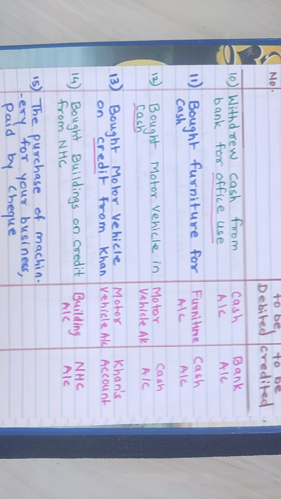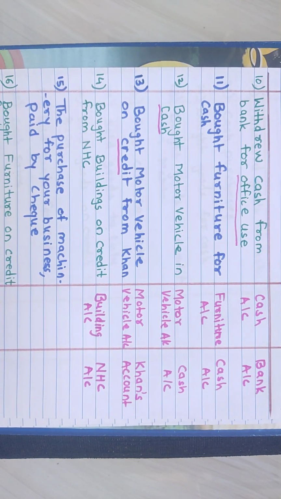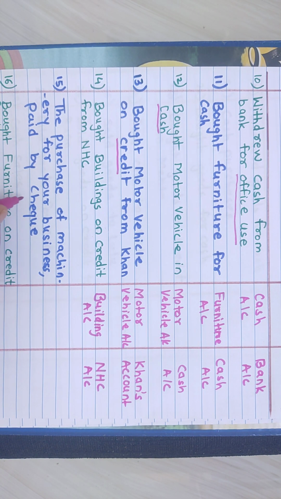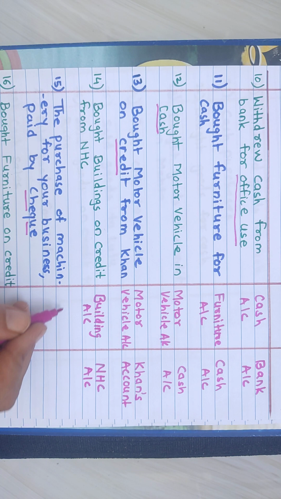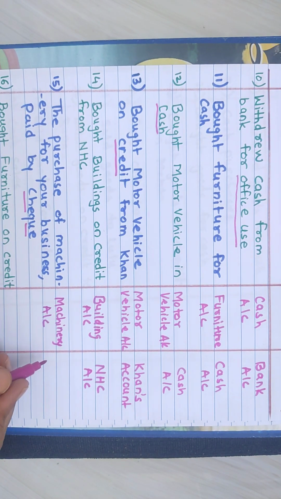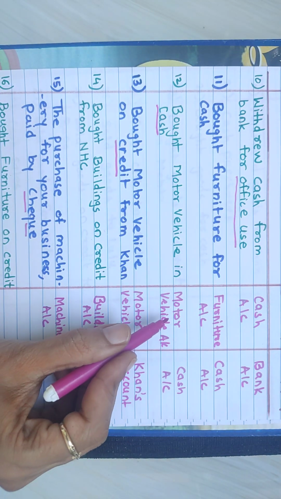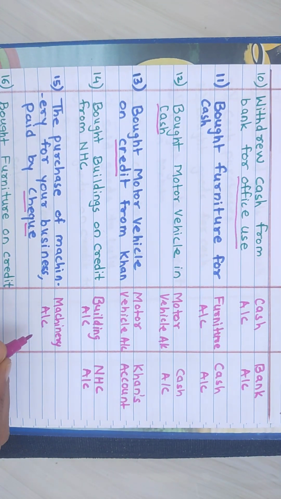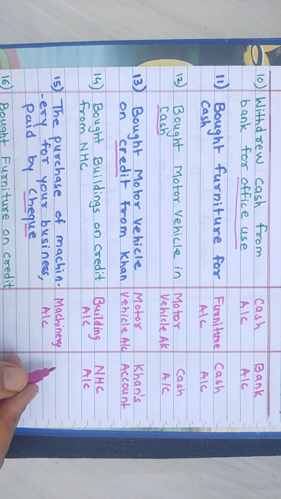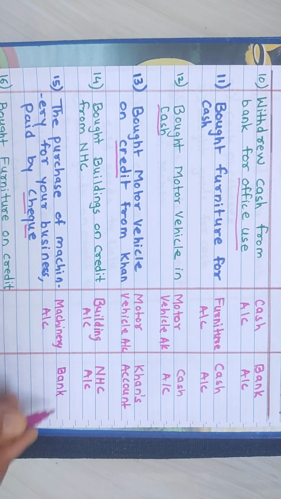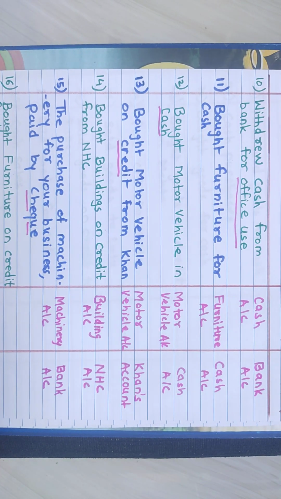Now 15th, the purchase of machinery for your business and paid by check. Okay, now here the payment is by check. What comes into the business? Machinery, right? So machinery account is debited, and what goes out? See, when motor vehicle is purchased by cash, cash goes out, but here it is paid by check. So whose balance is reduced by the amount? Bank, right? So bank account will be credited.